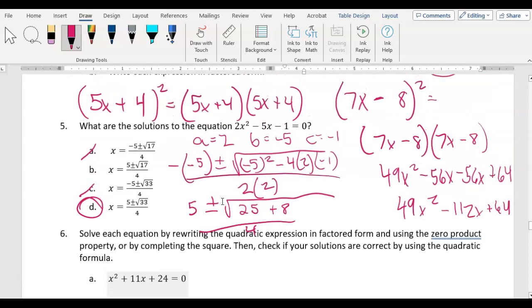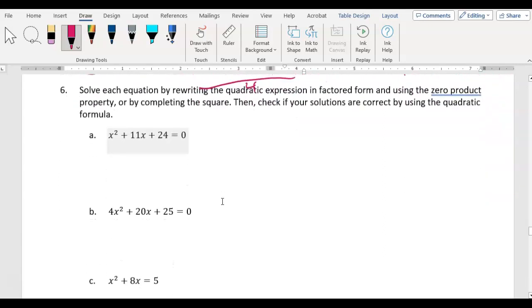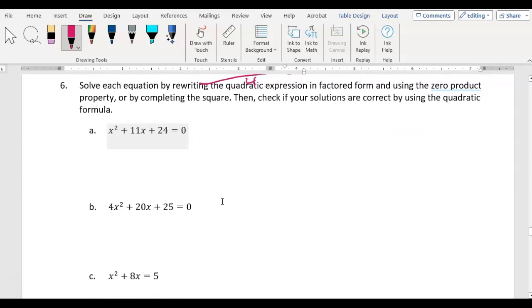Let's take a look now at letter number 6. Solve each equation by rewriting the quadratic expression in factored form and using the zero product property or completing the square. So we get to choose which one we want to do here. This first one I'm going to do by factoring because my middle term has an 11. So completing the square would be really annoying because dividing 11 by 2 is going to give us a decimal or a fraction, right? So immediately I know I want to factor.